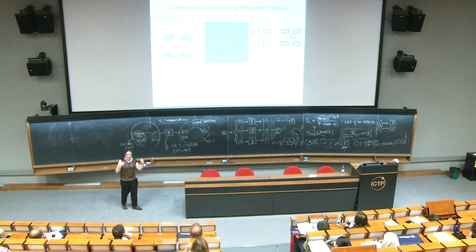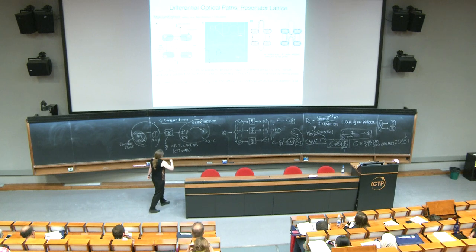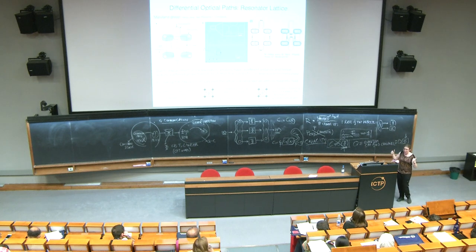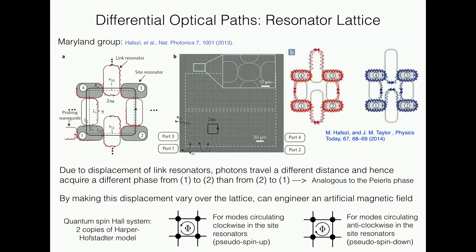So you can see that from the Peierls phases. The Peierls phase is also a different phase going one way compared to the other way because of the magnetic flux. So they made this distance displacement vary so as to engineer a magnetic field. And this is like a Chern insulator in that we're applying a magnetic field. But the thing is that you have modes that circulate one way around these site resonators, but you also have modes that can circulate the other way around these resonators. So the mode can go like that, but there's another degenerate mode that can go like that. And that provides a kind of two pseudo-spin degrees of freedom.